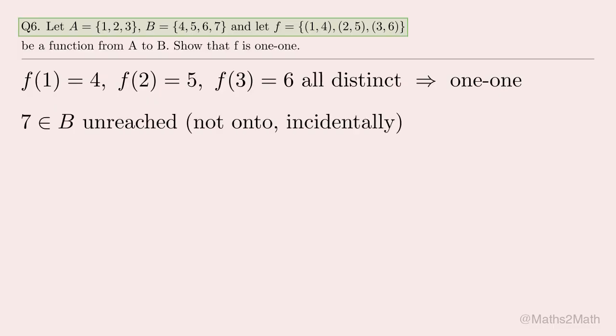Notice it is not onto, though nobody asked. 7 in the codomain is never reached. One-one and onto are independent properties.